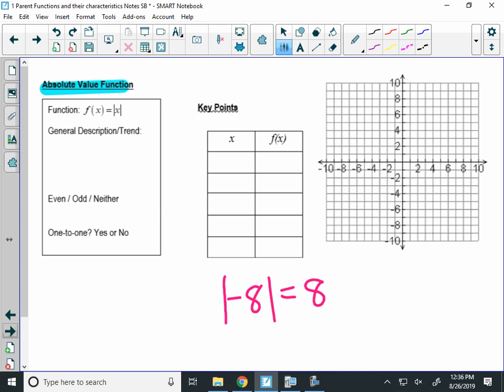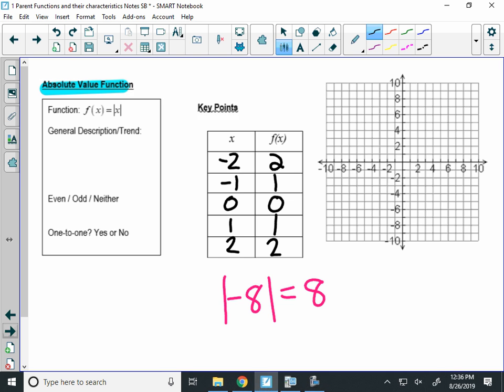Let's do our key points here. Why don't we do same points, negative 2. We'll change this up eventually, but for now they work. If I take the absolute value of negative 2, what do I get? Positive 2. Absolute value of negative 1 is 1, 0, 1, and 2.